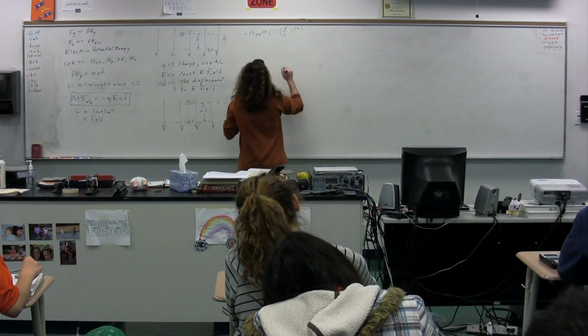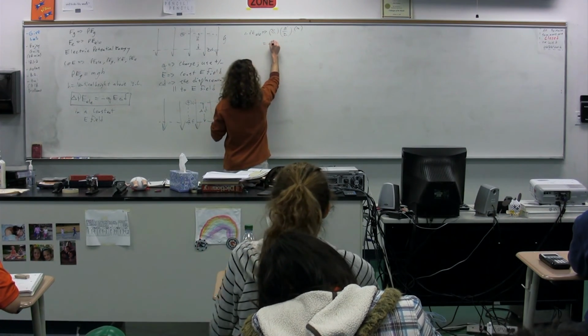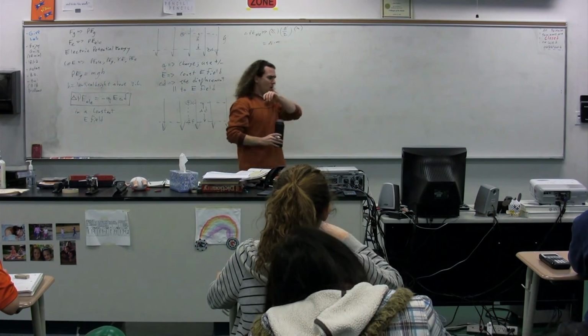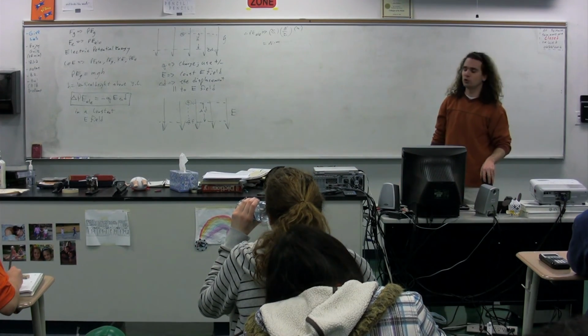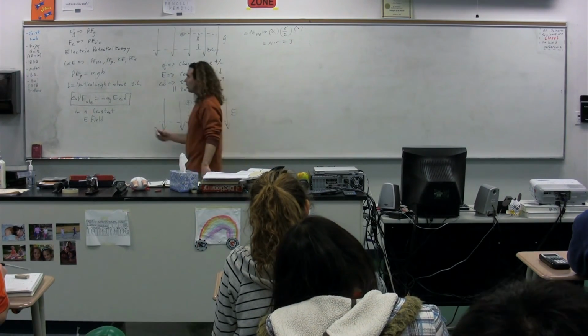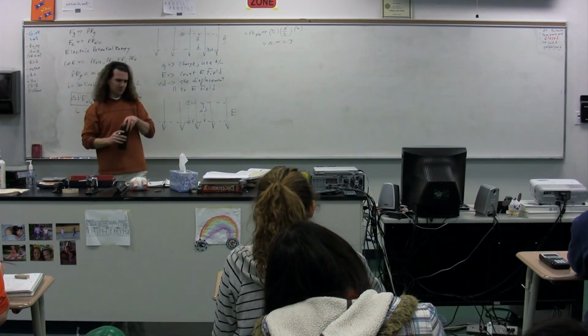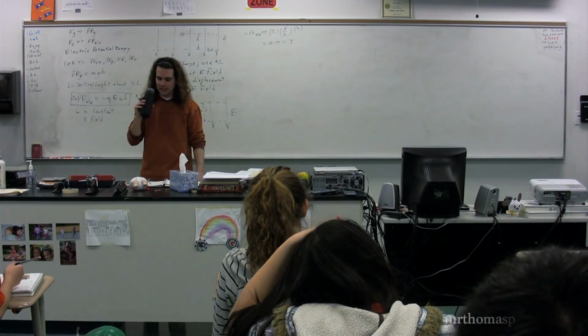So the coulombs cancel out, and we're going to get newtons times meters. A newton meter is a joule. So again, all of these different types of energies are in the same dimensions. They're all in joules.